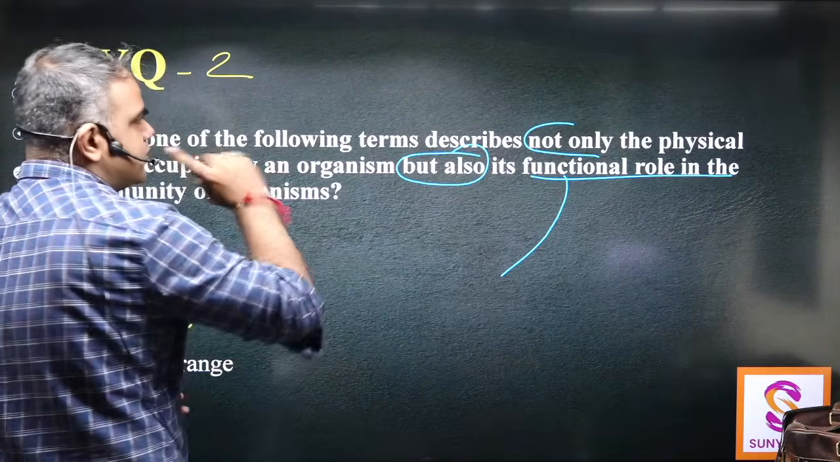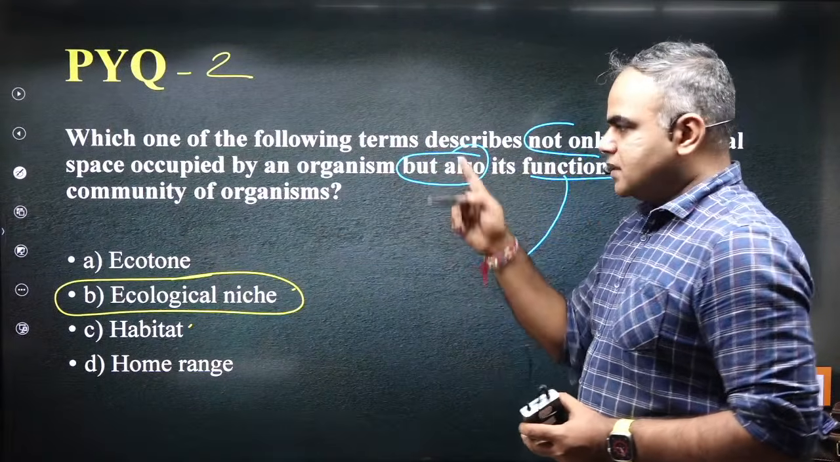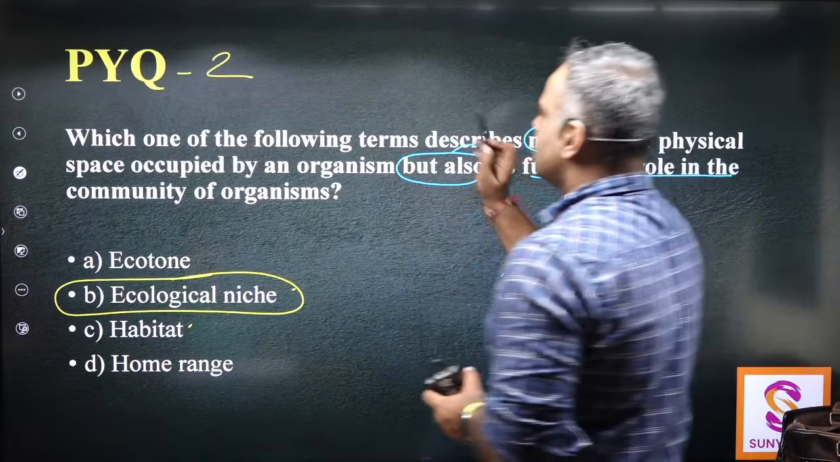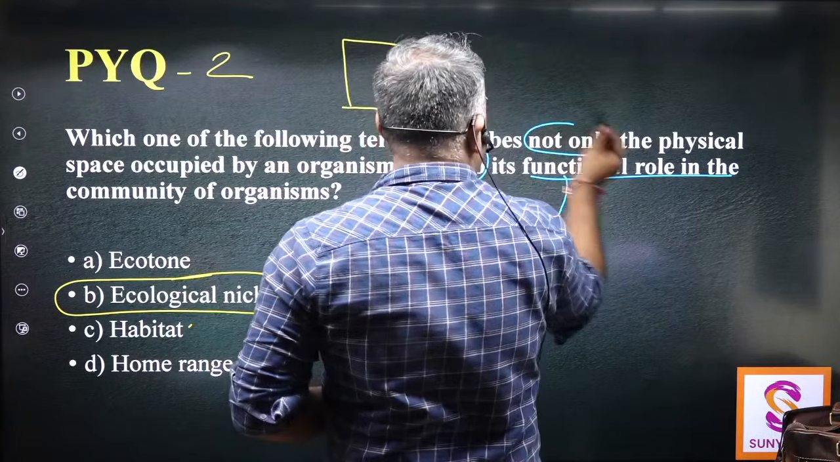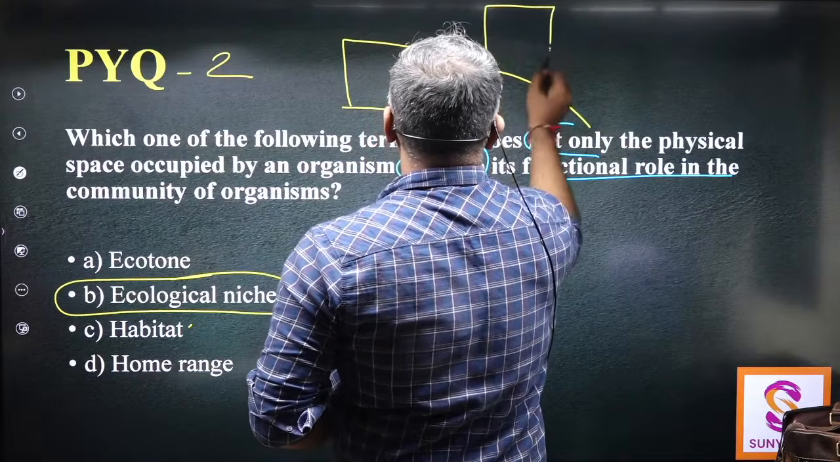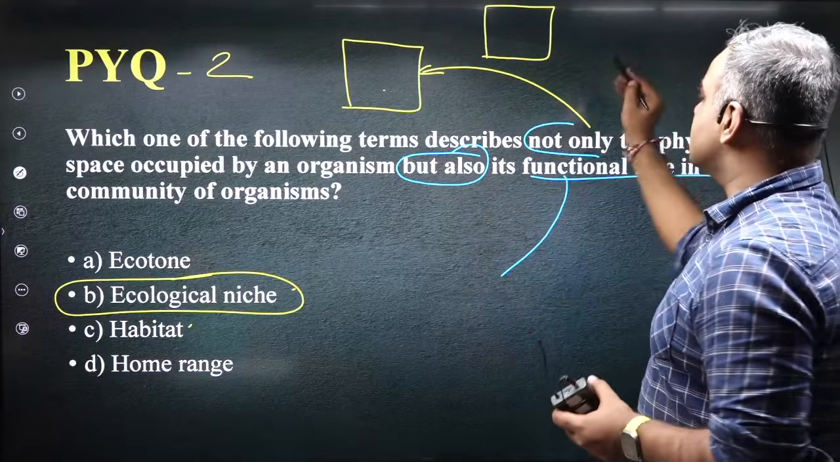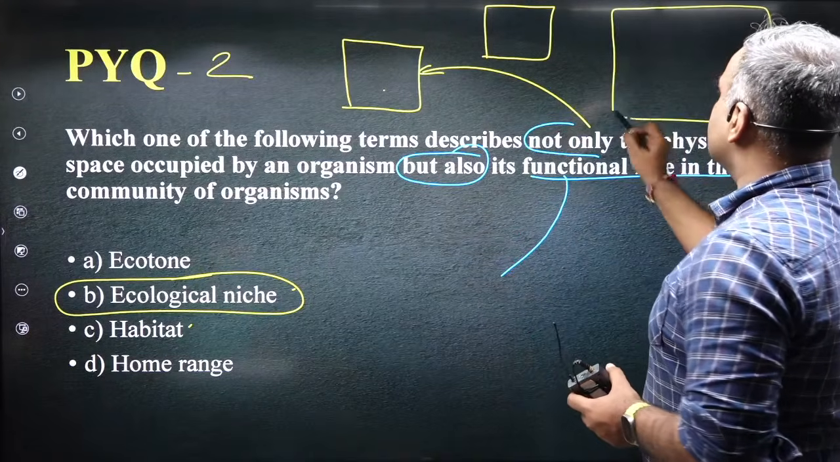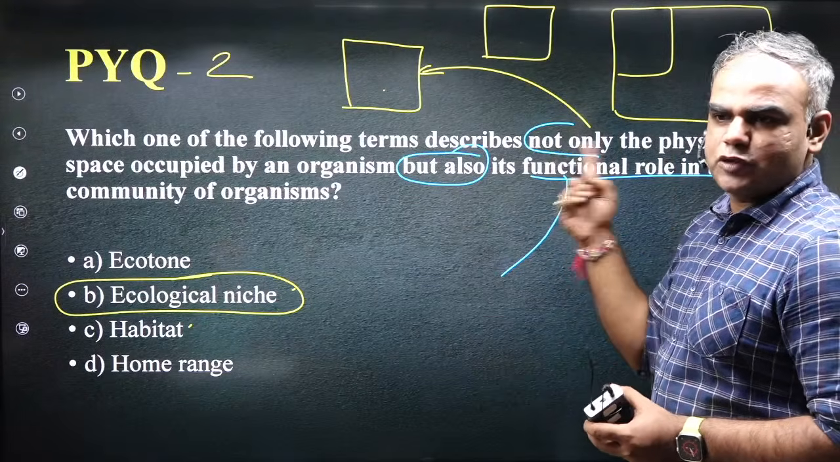Understand one thing here, not only the physical space, sometimes you may get a confusion that sir, in some species the physical space where they live versus the functions they perform can also be different. This can also be true. But in some cases, in a huge area, the niche can be a part of it also. This can also create a confusion in this question, right?